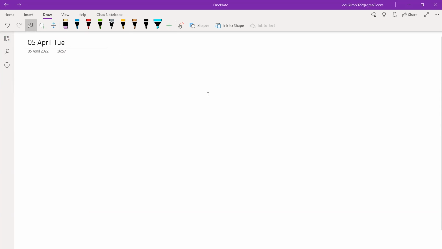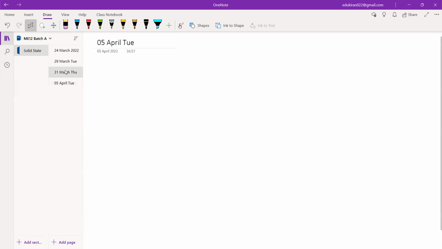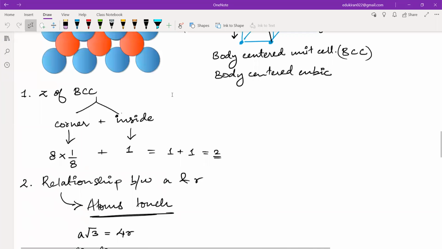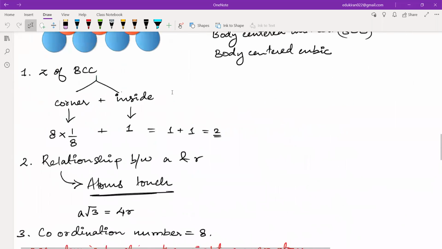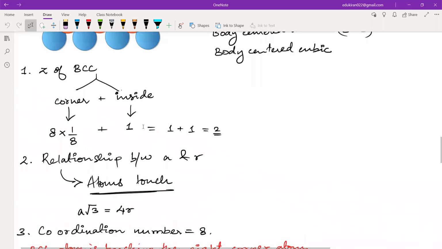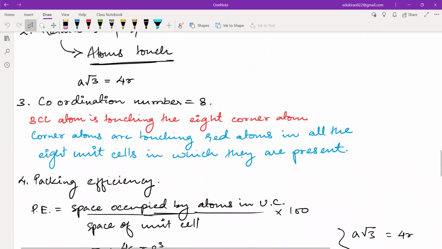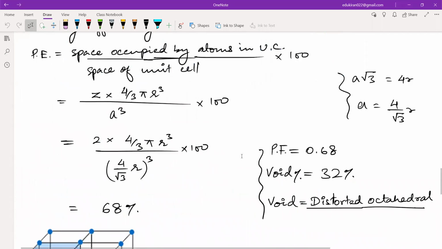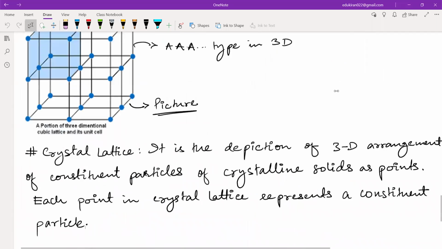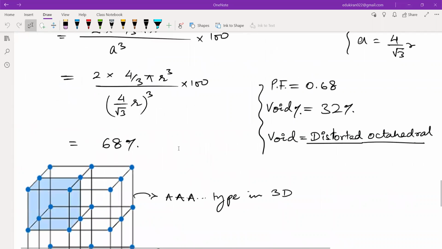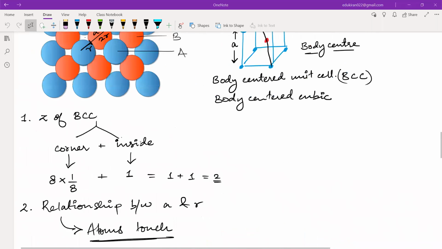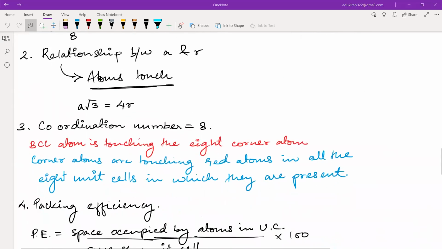Okay, fine. Good. So in the last lecture, we were mainly talking about the body-centered cubic, and in that we saw the Z for the BCC atom, the relationship between a and r, and then the coordination number, and after that the packing efficiency, and after that we defined the crystal lattice. Okay. Now we will be moving on. I have a question for you guys.